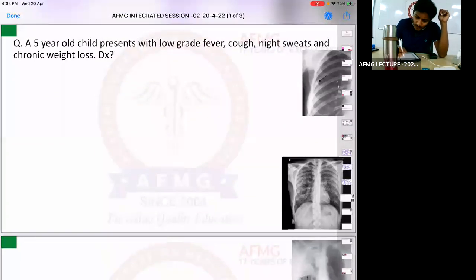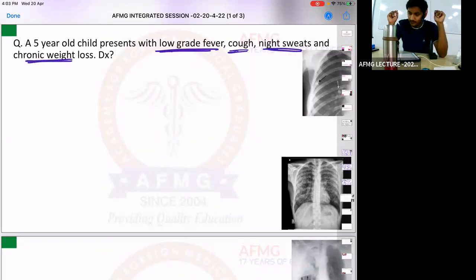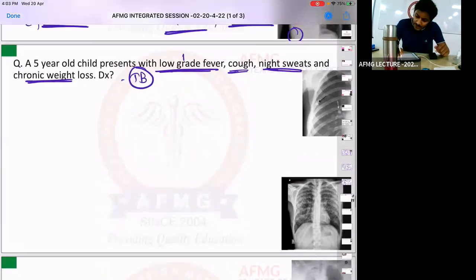A 5-year-old child presents with low-grade fever, cough, night sweats, and chronic weight loss. Diagnosis is? These are classical symptoms of tuberculosis, right? Low-grade fever usually rises in the evening, so evening rising fever or diurnal variation of fever, productive cough for more than 2 weeks, night sweats, anorexia and chronic weight loss are all suggestive of tuberculosis. Rather, these are constitutional symptoms of TB in the patient.